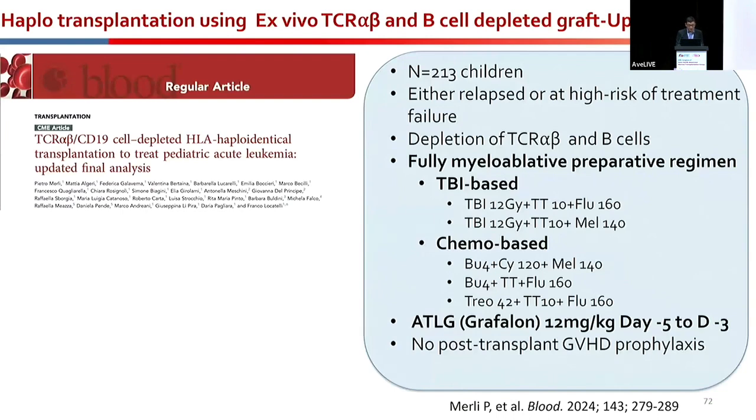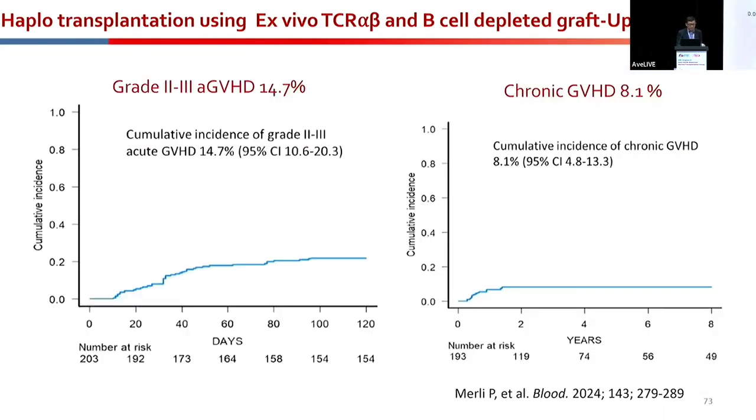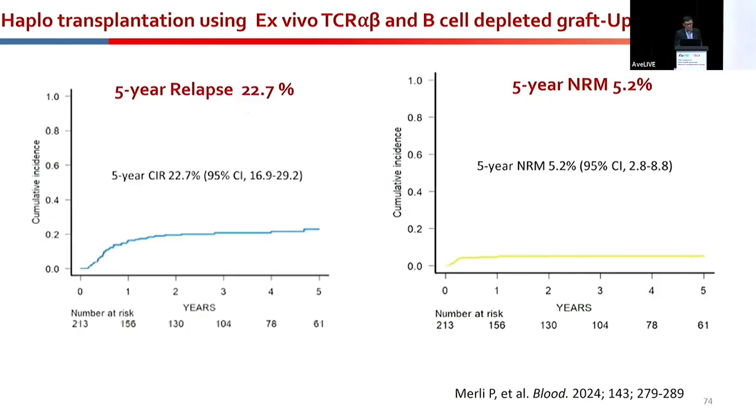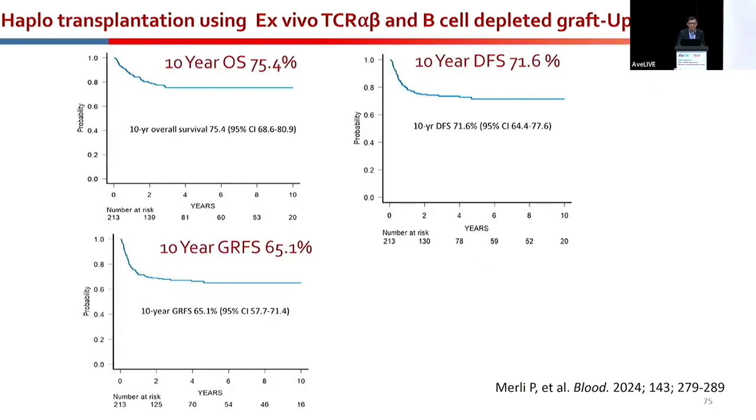These patients were not given any GvHD prophylaxis. As you can see here, not unexpectedly, severe GvHD is low. There's no graft versus host disease grade 4 seen in this cohort of patients. GvHD grade 2 to 3 is only seen in 14.7%, and chronic GVHD was only seen in 8% of patients. Relapse rate is not that low, it's about 22%. Remember, these are all high-risk patients. TRM, as expected in children, is below 5%.